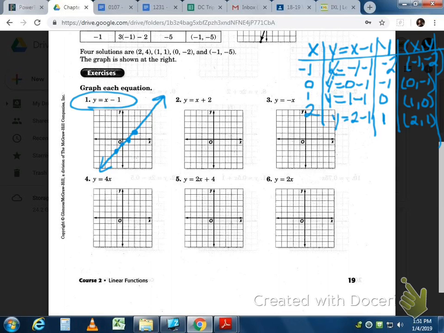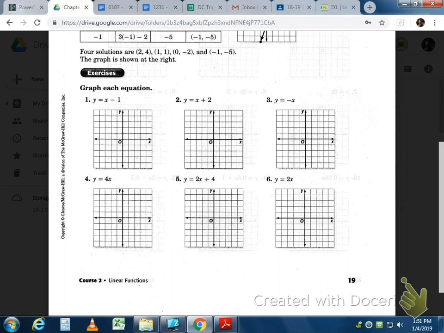Y equals -x. Is anybody still working on the function table over there on the right? Or can I erase that? You still need it? Okay. All right, so we're going to do number 3 where y equals -x.